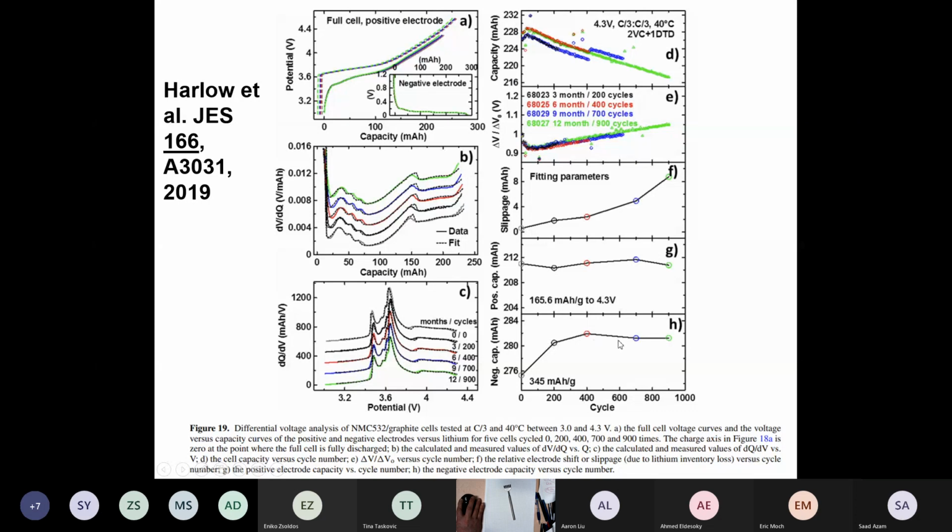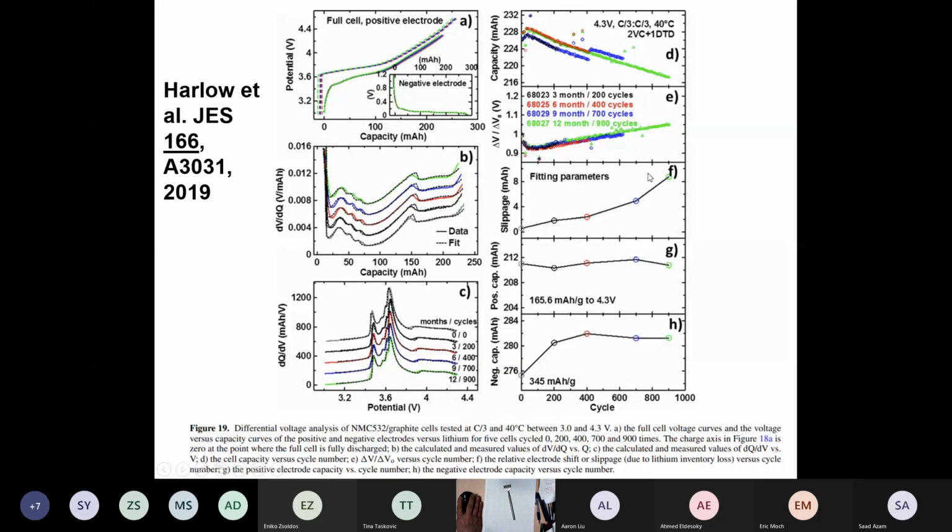And you can see that it was pretty constant throughout the testing. There was this jump up at the beginning. Often we see a little bit of impedance decrease in the early cycles, which maybe is responsible for this. But basically the active mass is not changing at all in these cells during this 1 year of testing. But the inventory loss is increasing.